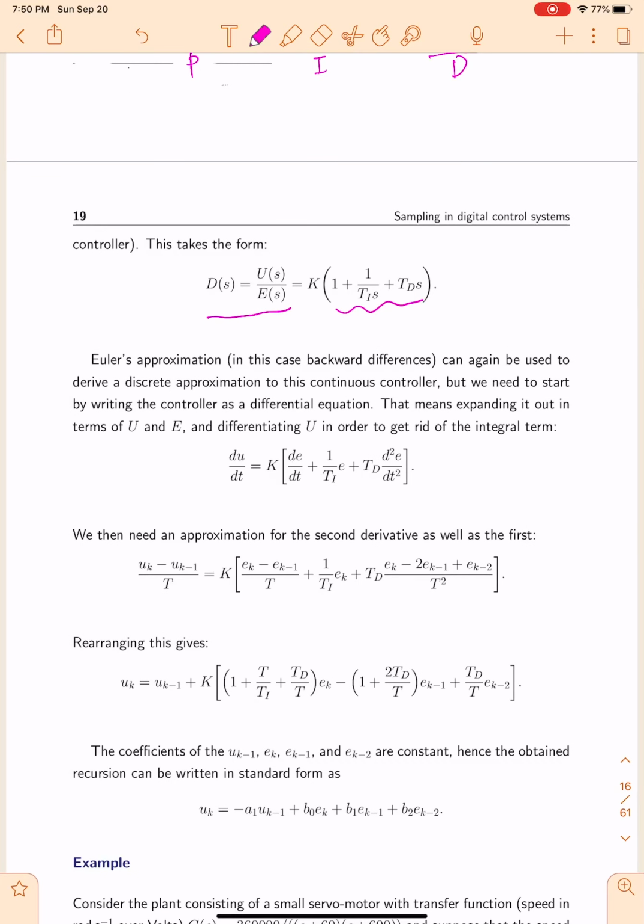Euler approximation, backwards difference, and we also have forward difference. This is to derive a discrete approximation to the continuous controller. We start by writing a differential equation. This means we expand it out in U and E and differentiate U to get rid of the integral term.